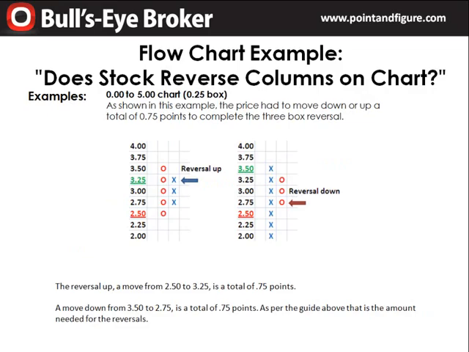Well, does the stock reverse columns on the chart? Let's show an example for a stock priced from a penny to $5 using a 25-cent box. As shown in this example, the price has to move up a total of 75 cents to complete a 3-box reversal.